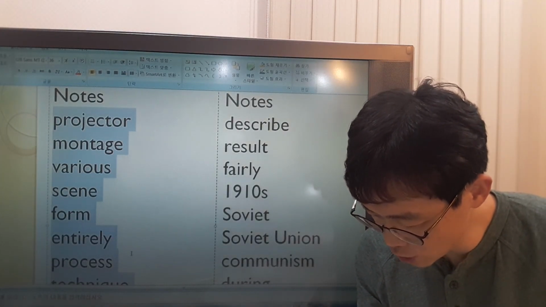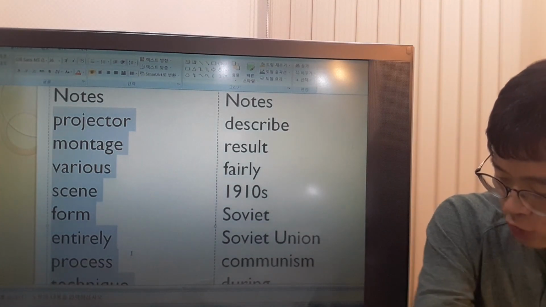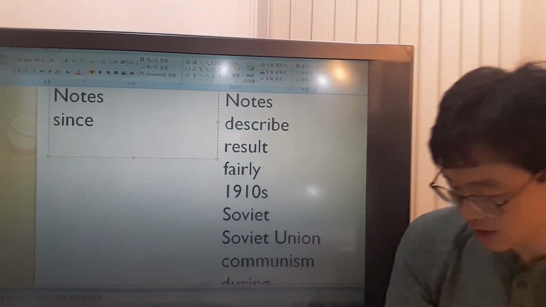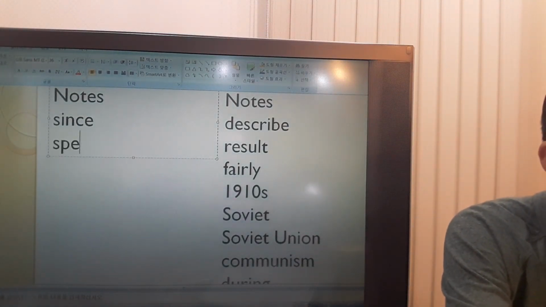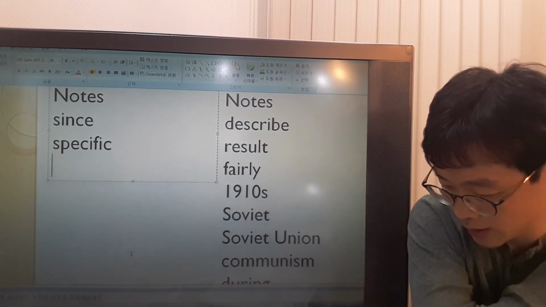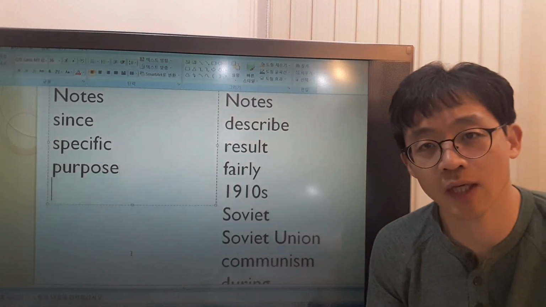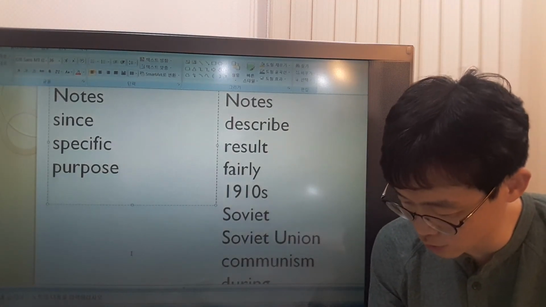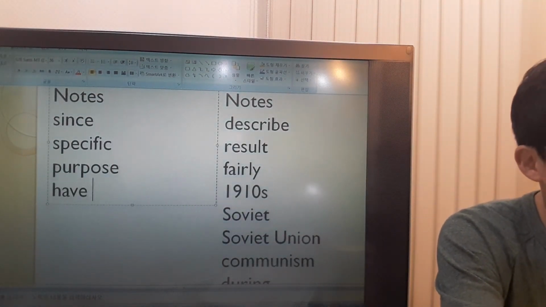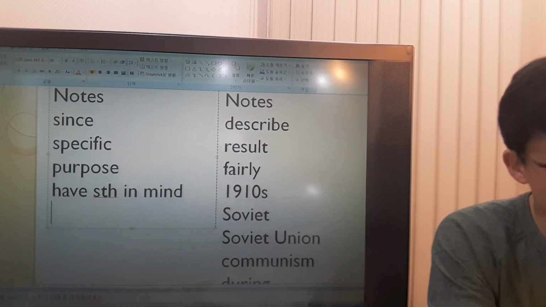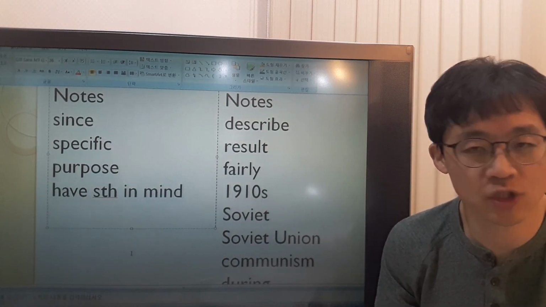The filmmakers used montage since they had a specific purpose in mind. Used montage since. What does that mean? Since means because. Because they had a specific purpose in mind. What does specific mean? It means particular, okay? Particular purpose in mind. What is purpose? Purpose is intention, okay? Planning to do something. Have something in mind. What does that mean? Have something in mind. It means think about something or have the intention to do something.